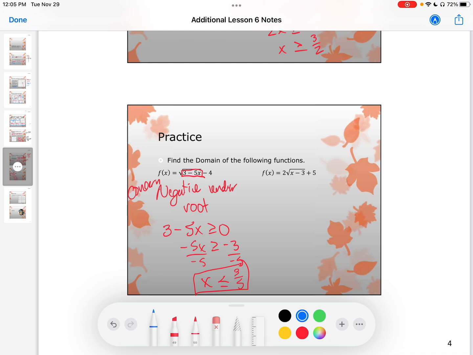Okay, last one we have here, again, we're finding the domain. Our only concern is what is under the square root, being negative. So I am going to set that x minus 3 to be greater than or equal to 0. That tells me that my domain is x is greater than or equal to 3.